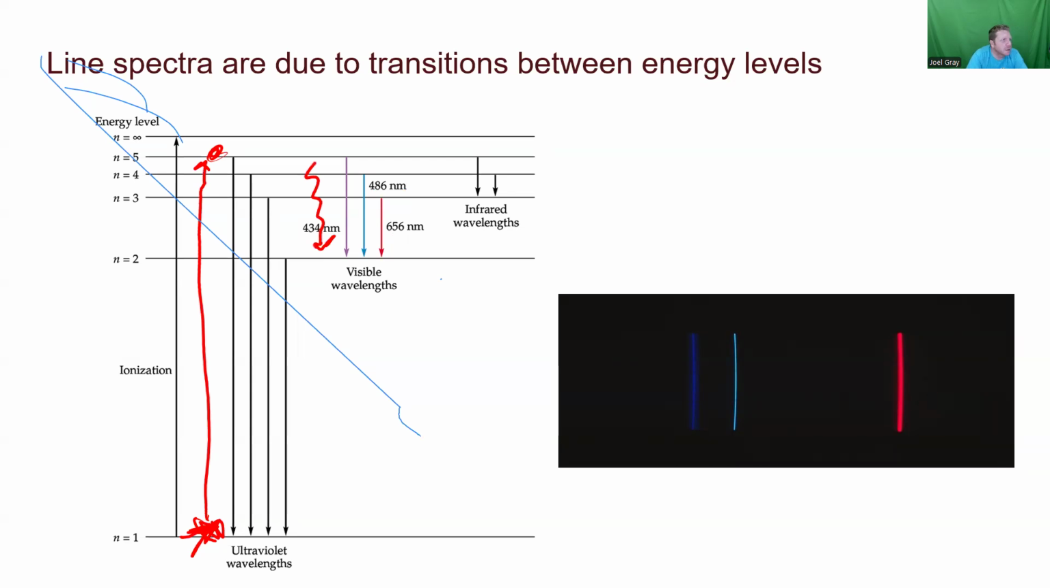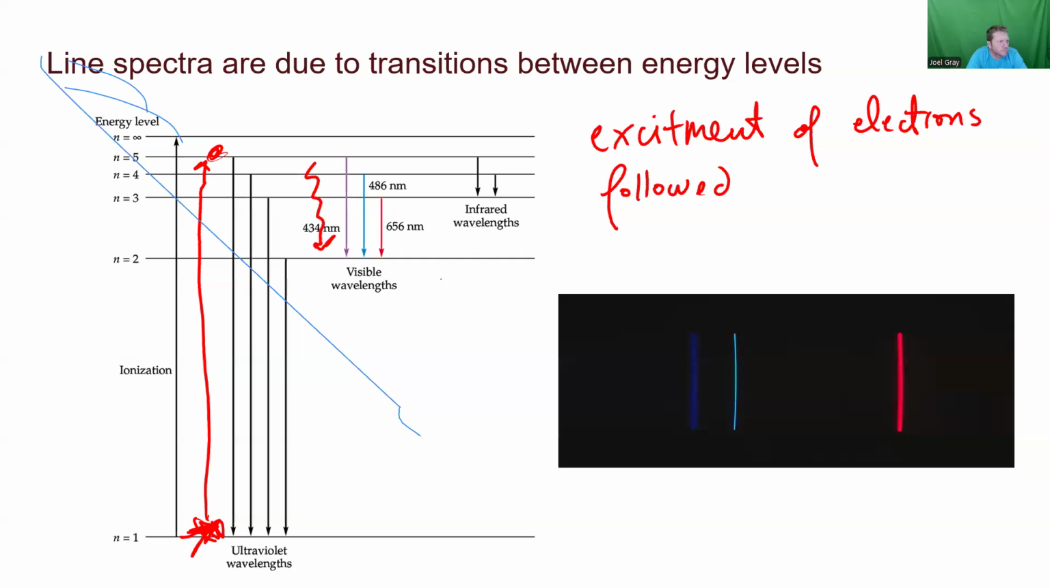So it's this excitation, excitement of electrons, followed by relaxation, so in a sense, relaxation that produces different pigments.